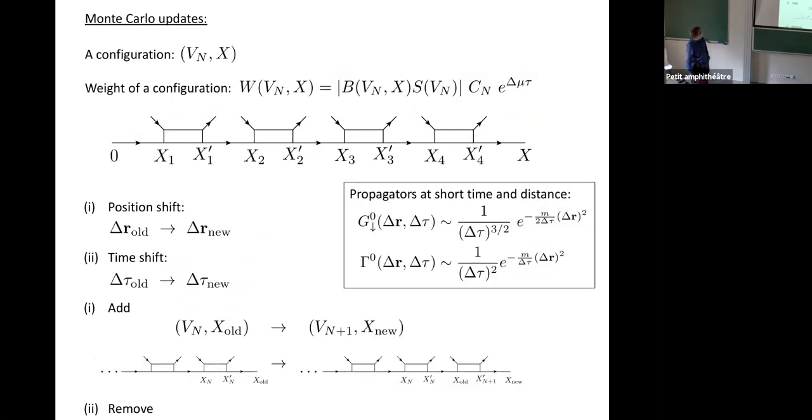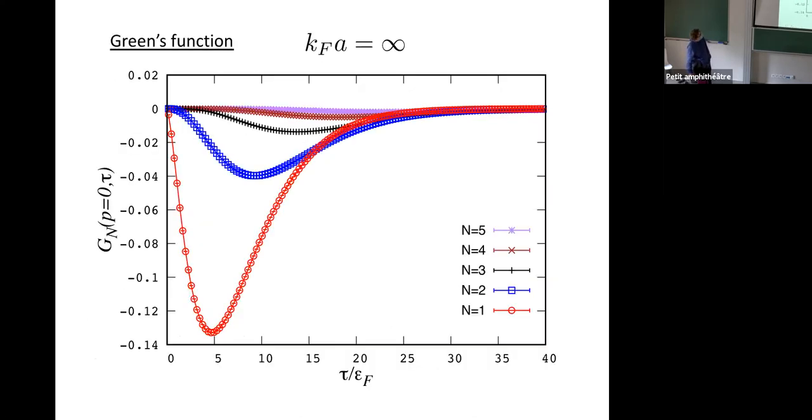Okay, so now I'll go to results. This is the Green's function at unitarity, so k_F a is equal to infinity. This is the nth order contribution to the Green's function for momentum 0 as a function of imaginary time for order 1, 2, 3, 4, 5. And what we saw immediately is that the contribution drops very rapidly.